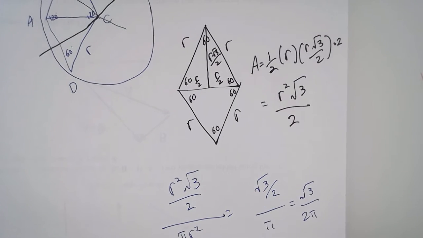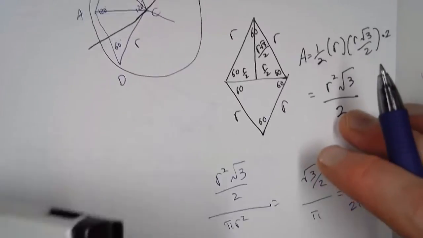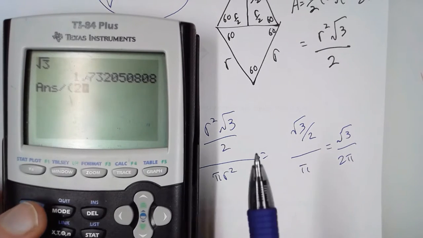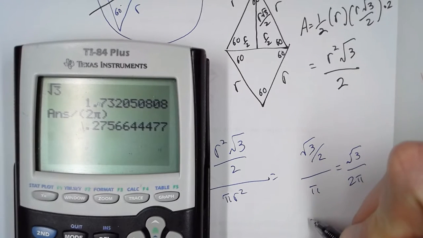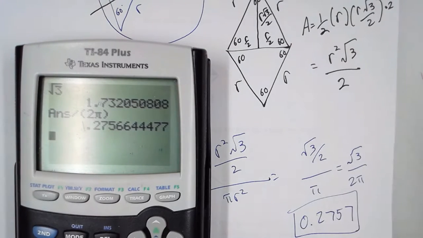However, it says we want our answer as a decimal. So we'll reach for our calculator and take square root of 3 and divide it by 2 pi, remembering to put 2 pi in parentheses. And so we get 0.2757 because we're rounding to 4 significant digits. And there's our answer, and we're done.